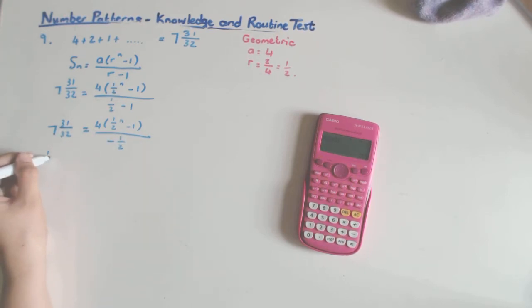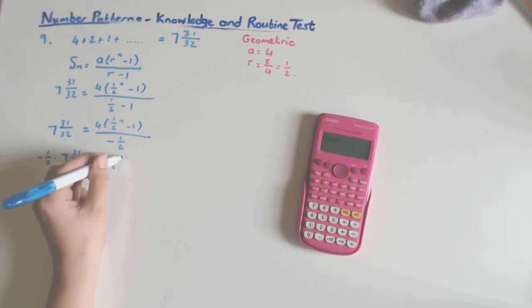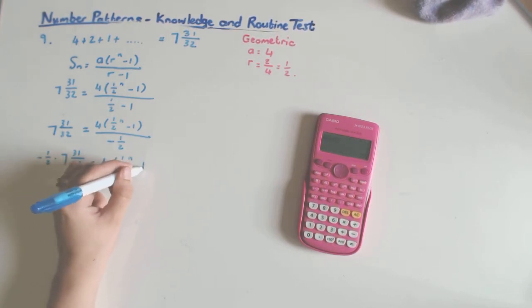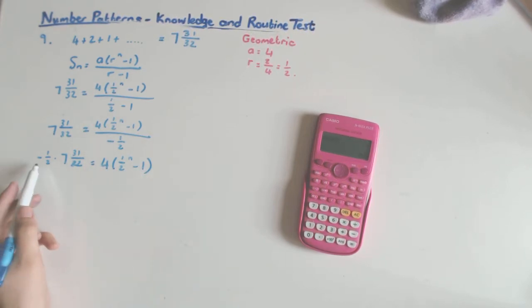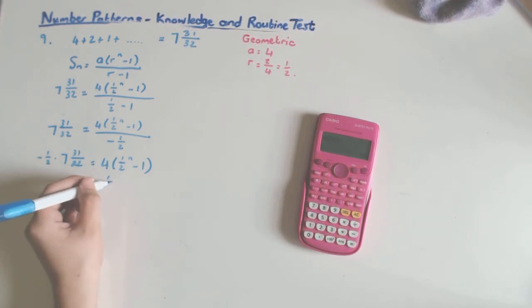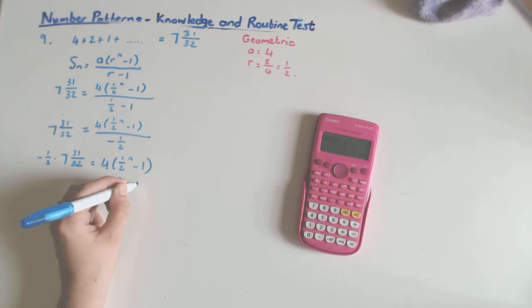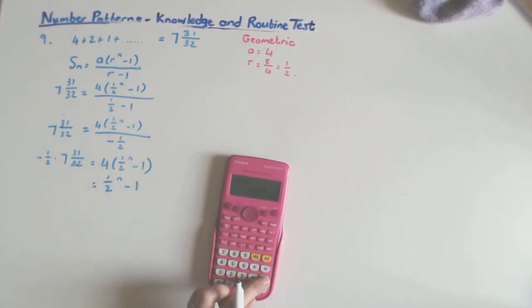So minus a half times 7 and 31 over 32 is equal to 4 a half to the power of n minus 1. And then if I divide by 4 both sides, this divided by 4 should be equal to half to the power of n minus 1. I'm just going to take that in my calculator.